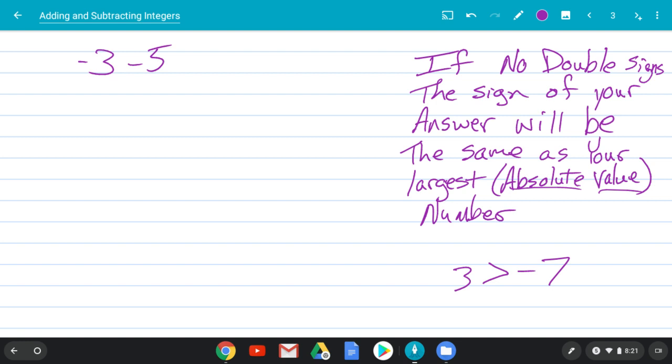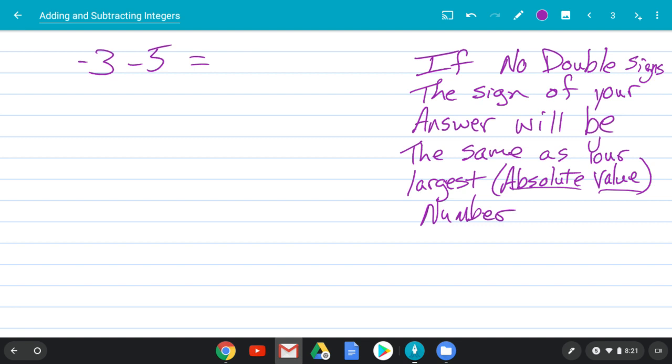So when I say this right here, the same as your largest number, I'm talking about the one with the largest absolute value. I'm not going to keep saying absolute value. I'm going to say which one's your largest number in a second here, and you're going to be able to tell me. Are you with me? Okay. Enough of that.